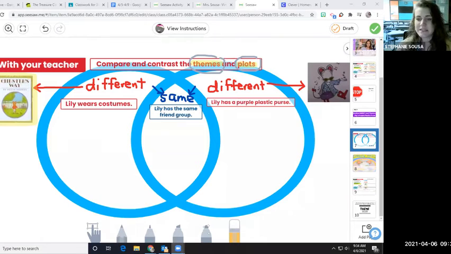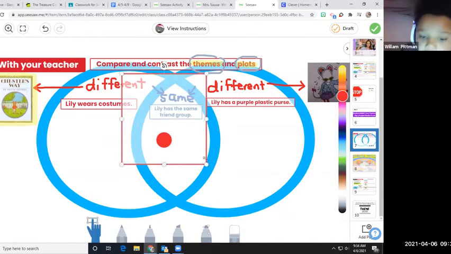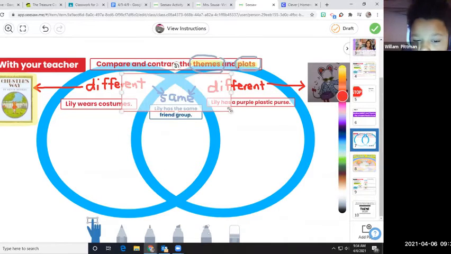Now, you have met with your breakout room partner. You have shared something that is different about each of the texts. I'd like to hear some of those now, and I'm going to record some of the ideas. Okay? So what did you find that was different about one text from the other, about the plot or the theme? William, what's something that was different and which book were you focusing on? I'm focusing on Lily's purple plastic purse.